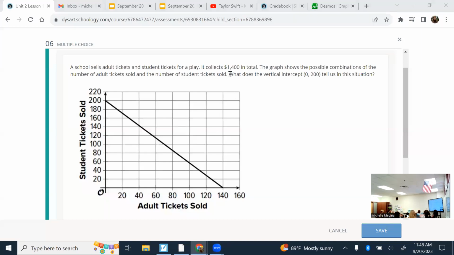But what it needed to say was this additional part: what does the vertical intercept (0, 100) tell us in that situation? That was missing. It's there now, but you might have to see it when it's a new submission. All right, but what does it tell us? So look at it. What is on the y-axis? What does it say?